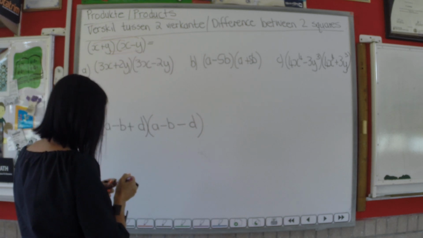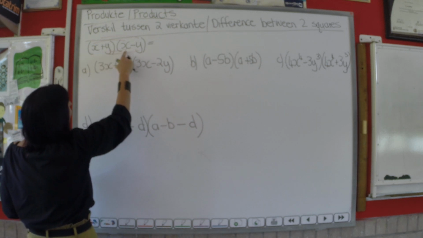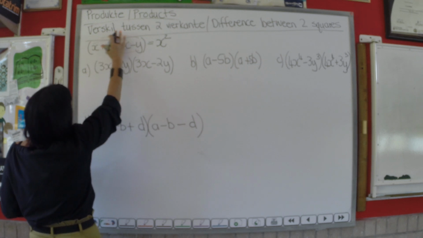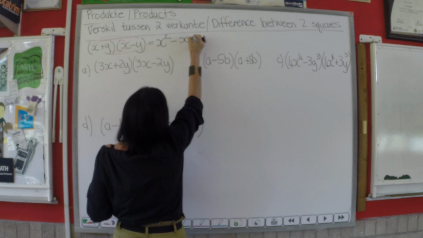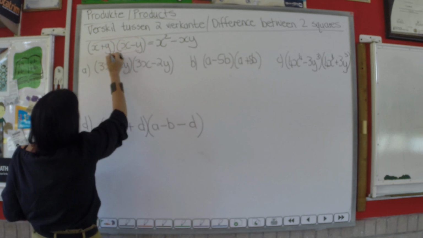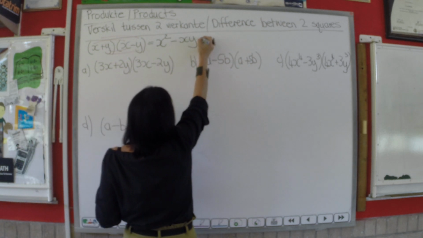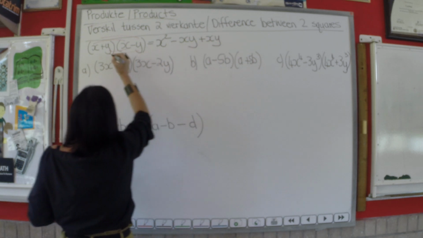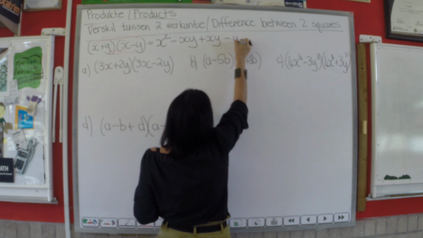Kom ons doen dit, ek verwys vir julle. See what happens. X maal x is x kwadraat. X maal minus y is minus xy. Y times x, and I'm going to write it as xy because xy is the same thing. It's plus xy. En die laaste een is plus y maal met min y is min y kwadraat.